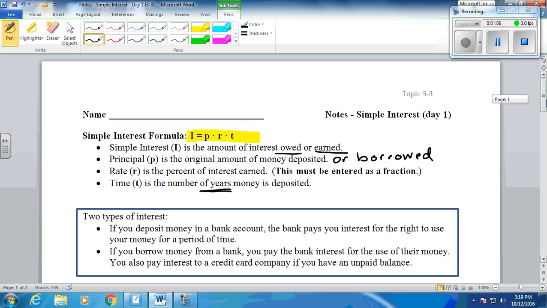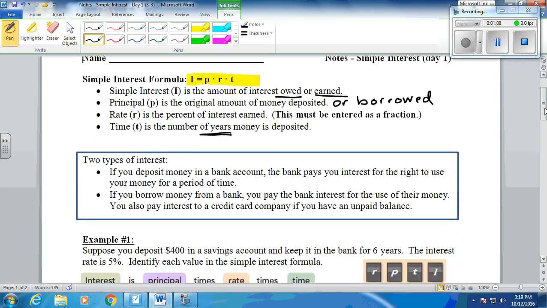So just to talk a little bit about two types of interest. If you deposit money into a bank account, the bank pays you interest for the right to use your money for a period of time. So if you have a savings account with, let's say, Glens Falls National Bank, and you put money in there, the bank really takes your money and invests it. And when they invest it, they'll be able to get more money on top of the additional money. So they're going to pay you for the right to use your money to make more money.